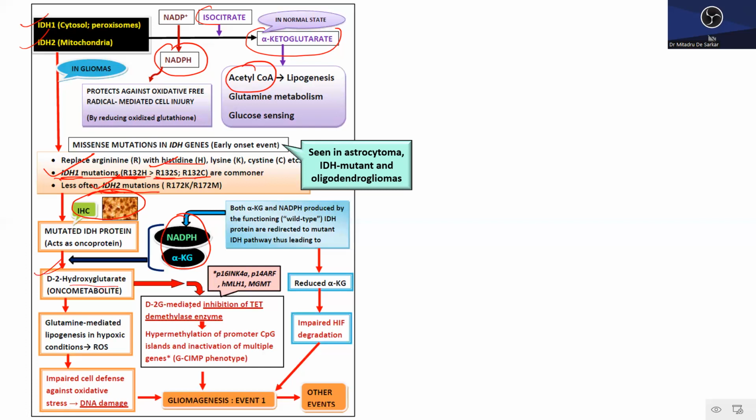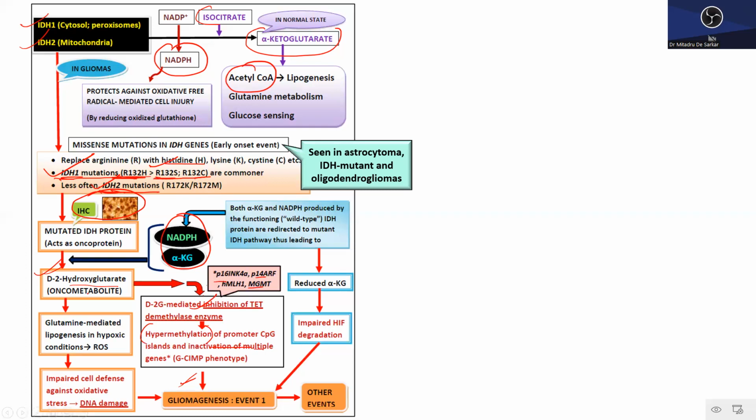This in turn inhibits a demethylase enzyme, and this results in increased hypermethylation. And we know that hypermethylation is associated with gene inactivation, right? So this hypermethylation causes inactivation of multiple tumor suppressor genes like P16, P14, MGMT, etc. And all of this gives rise to the first gliomagenic event.